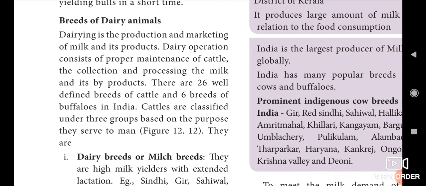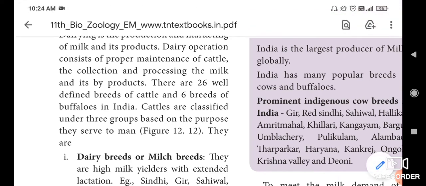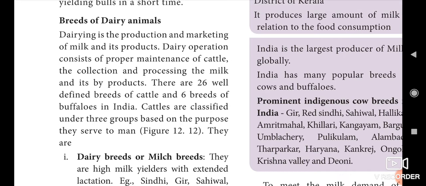Which is the high quality pearl? The high quality pearl is obtained from the pearl oysters of genus Pinctada. So the pearl has some composition. What are they? Water, organic matter, calcium carbonate, and some other residue material. Next we see about animal husbandry and management.